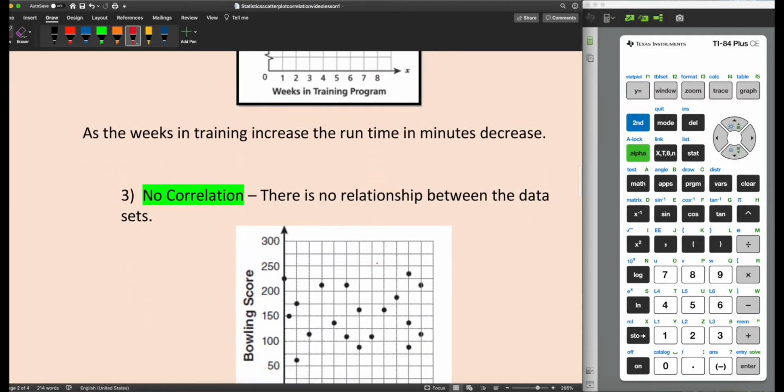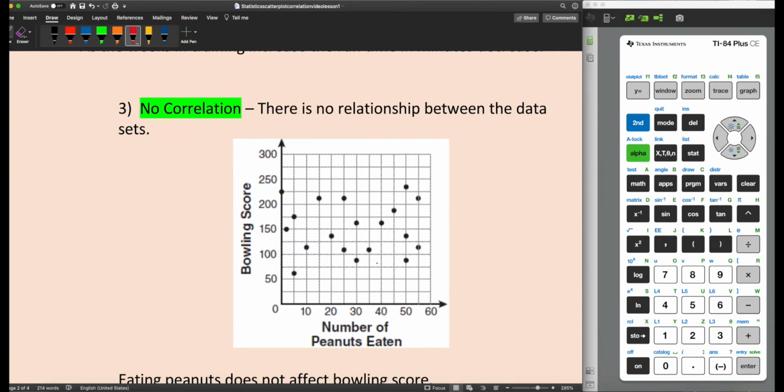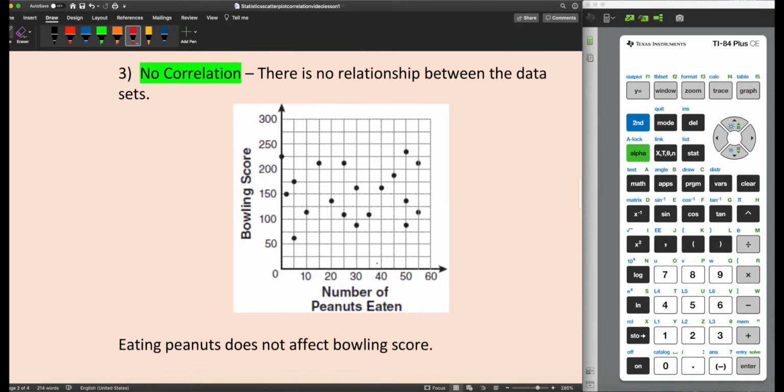And finally, guys, the third and final correlation is called a no correlation. Within a no correlation, guys, there is basically no relationship between the data sets. Okay, so here along the x-axis, we have the number of peanuts eaten. And along the y-axis, guys, we're talking about bowling scores.